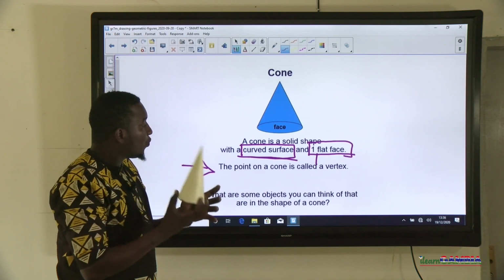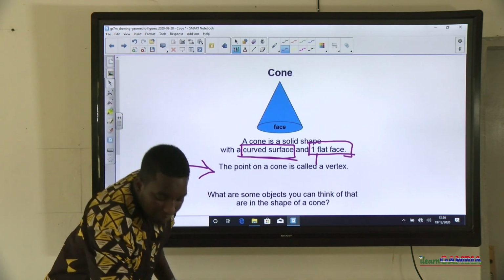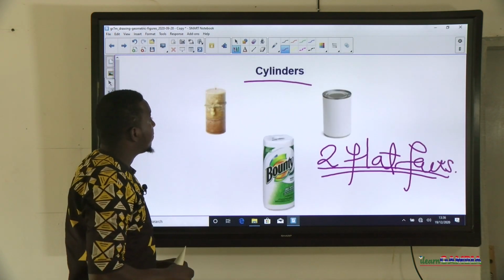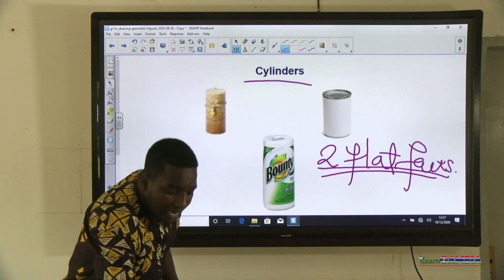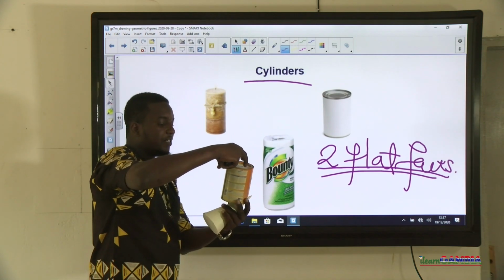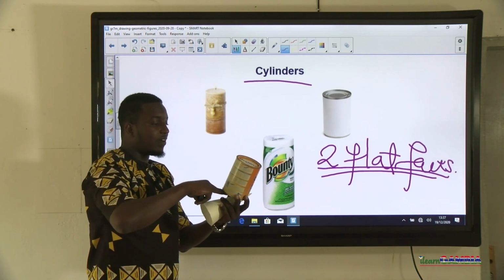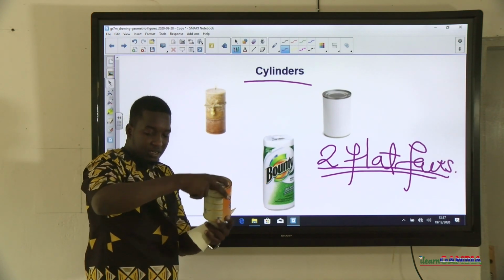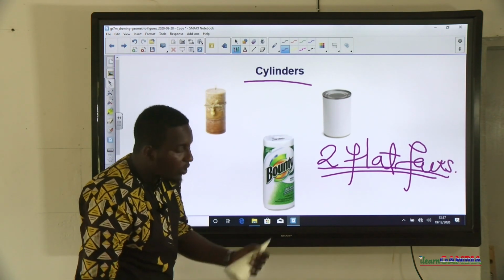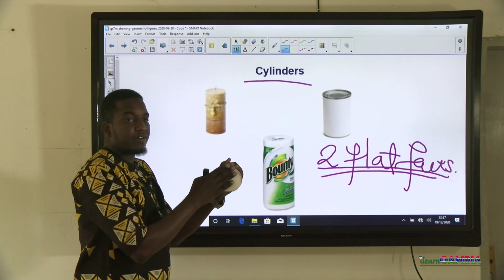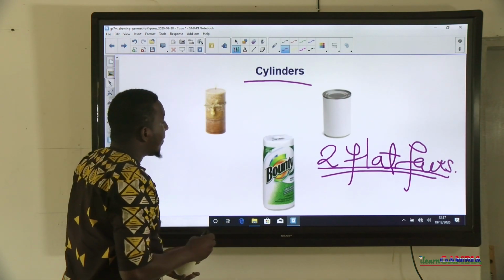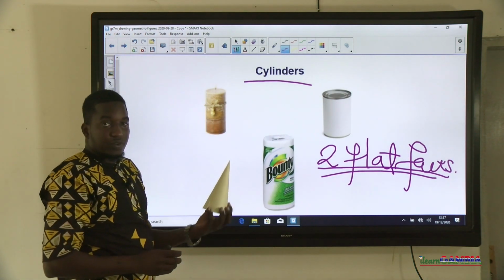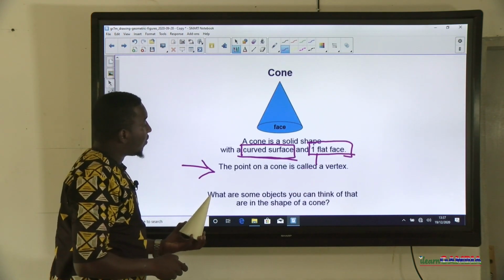So these are the two properties. It may be similar to that of the cylinder, but they are different. A cylinder has two flat faces, but cones have only one flat face. So the rest of it is all curved surface.